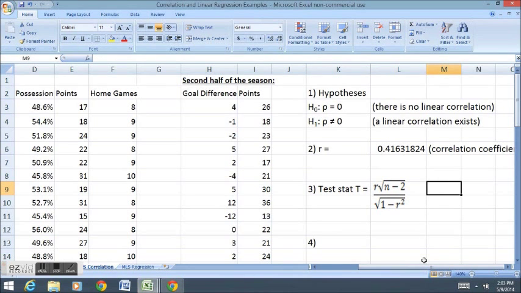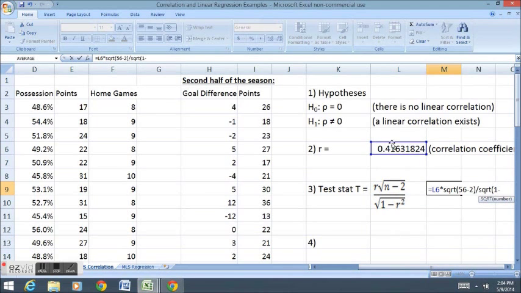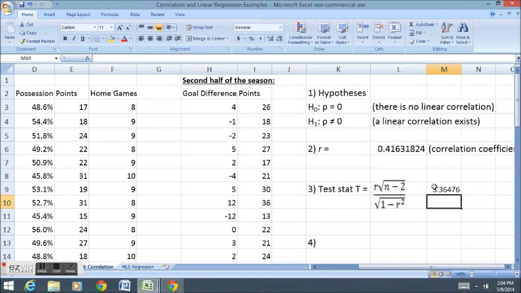There's the formula. We go equals the correlation coefficient times the square root of the sample size, which in our case I believe is 56, minus 2. So the square root of 54, if I wanted to write it straight in that way, divided by the square root of 1 minus the correlation coefficient squared. So you see that's the square root of 1 minus L6 caret 2, L6 squared. That test statistic of 3.36476 is on a t-distribution scale.